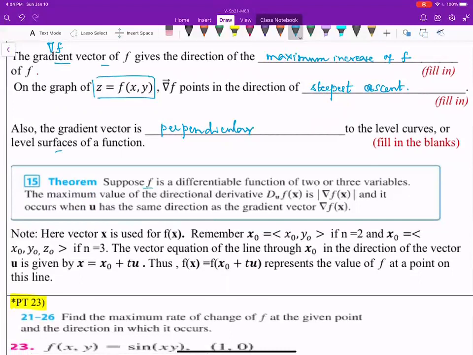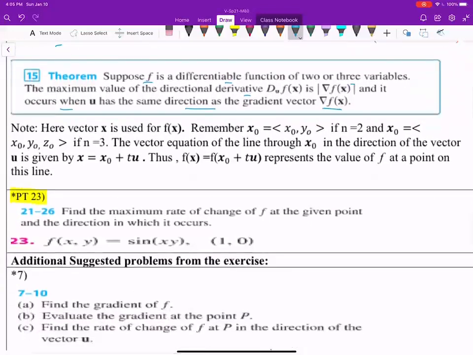Next theorem: suppose f is a differentiable function of two or three variables. The maximum value of the directional derivative Du f of x is the length of del f of x, which is the magnitude of the gradient vector, and this is the maximum rate of change. And it occurs when u has the same direction as the gradient vector del f of x. When the unit vector and the gradient vector are parallel to each other, then the maximum value of the directional derivative is the length of the gradient vector.